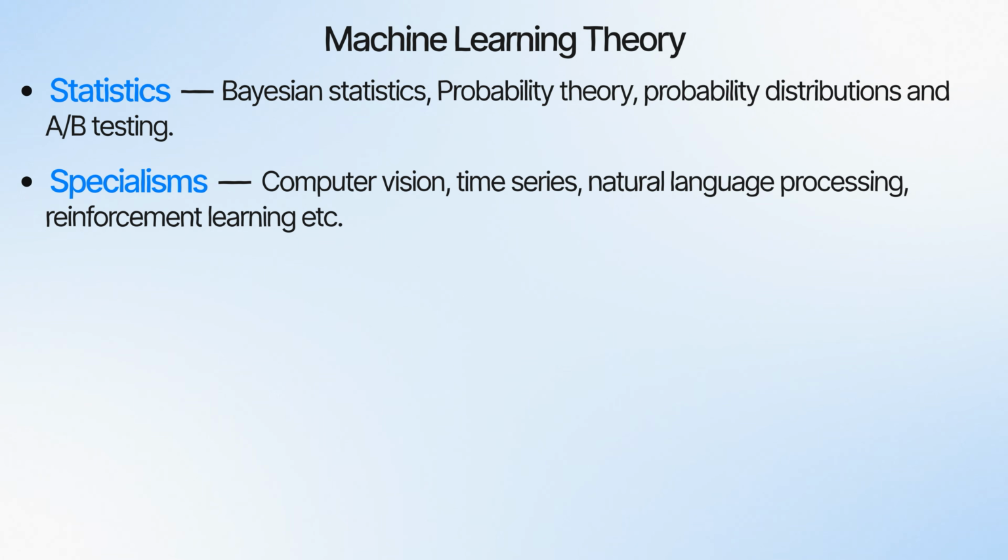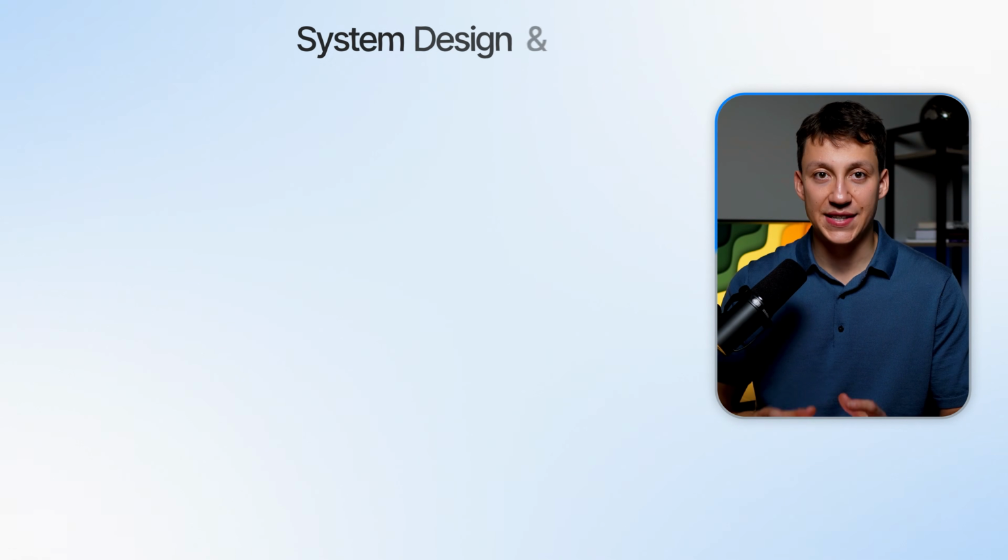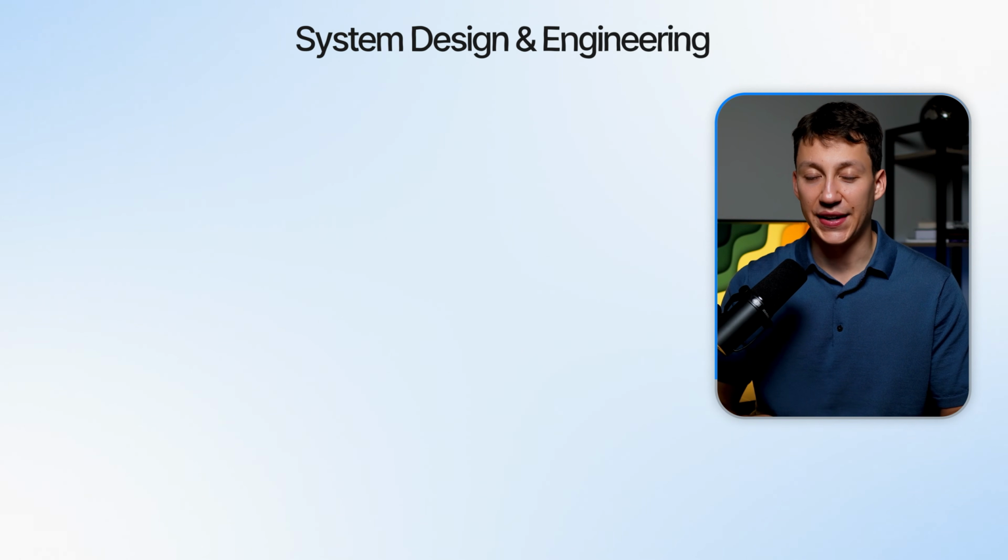When I say a few things, you only really need one or two specialisms, but like I said, at this point of your career journey, you probably have a decent familiarity for at least one of those. When it comes to system design and engineering, these are the things you need to know.